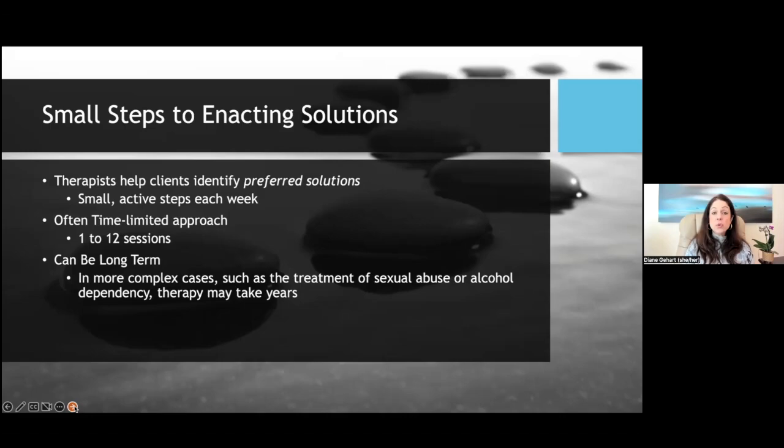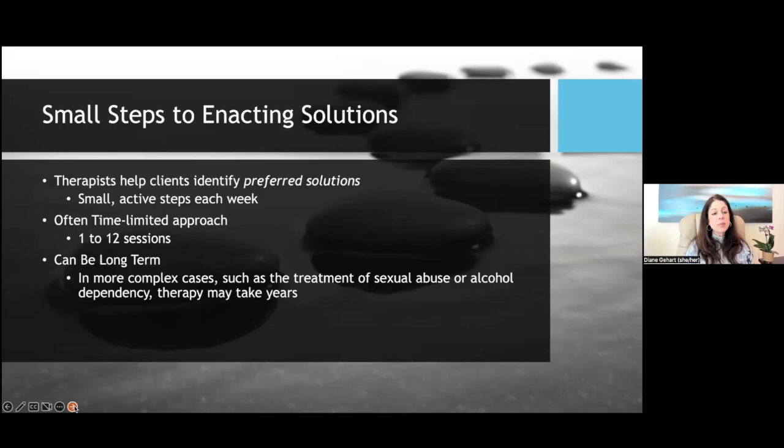And then usually on a weekly basis, you're identifying one small step, and it has to be small enough to be easily achievable. There are no resistant clients in solution-focused work. What's one small step that would move them up the scale to their preferred, level 10 solution? Very small usually. And so you sometimes have to work with clients to find what's realistic for them, but small steps. It's often a time-limited approach, but it does not have to be.